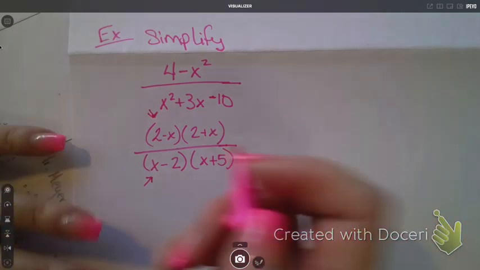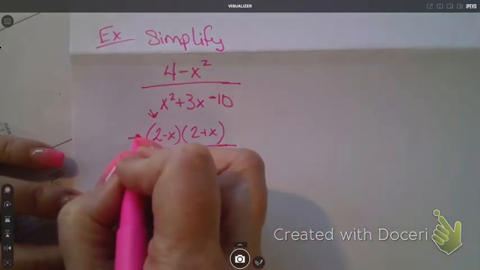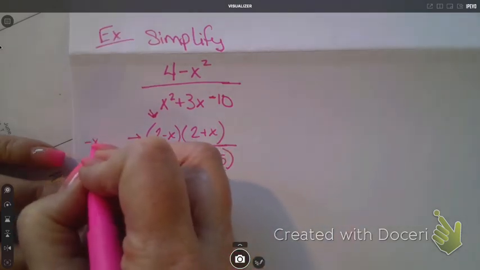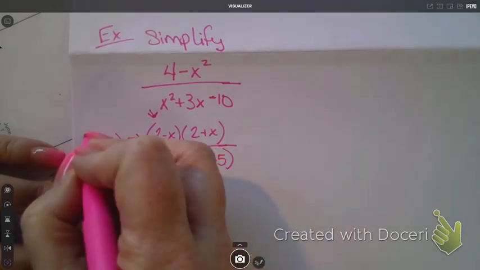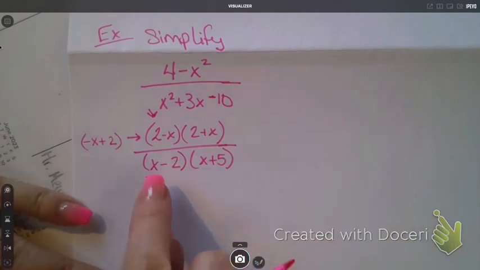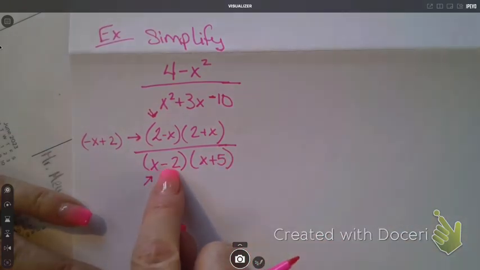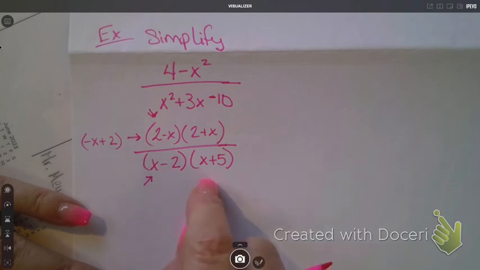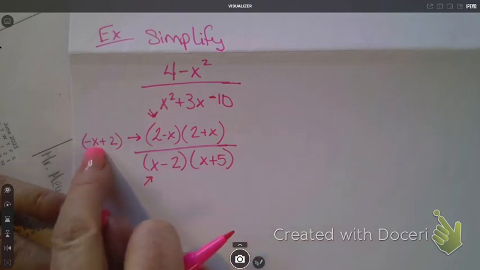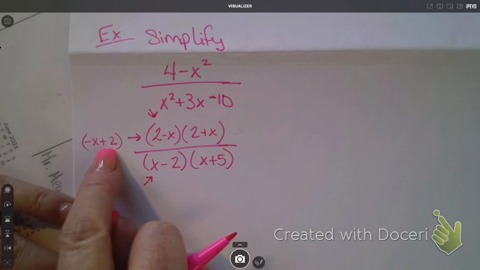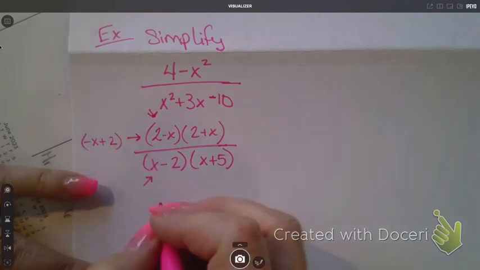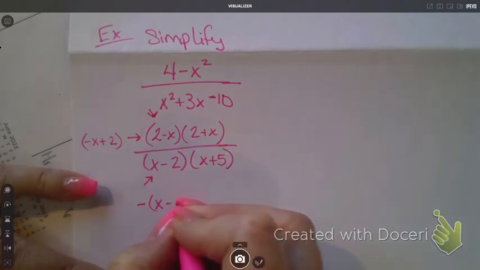We could switch it. So if I took this right here, I could make it negative x plus 2. So now I have it in the right order, but I want a positive x and a negative 2. So how do I accomplish that? Could I factor a negative out? Yeah. So it'd be negative, x minus 2.